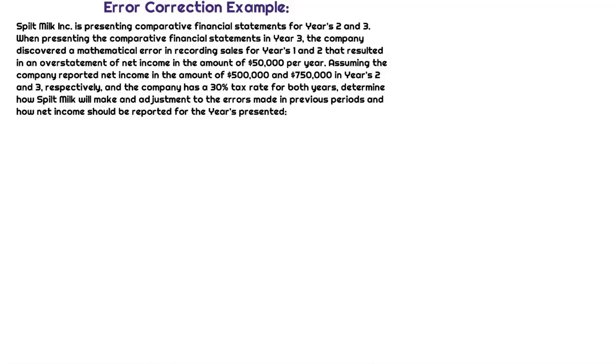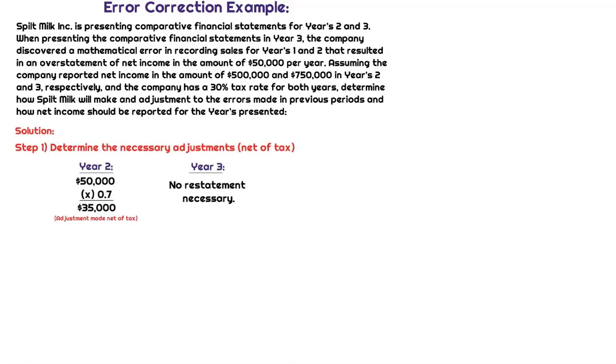All right, so this situation includes an error that was made in year 1 and year 2. There's no error that is made in year 3. We're presenting financial statements for years 2 and 3. Okay, so step 1 is determining the necessary adjustments that need to be made, net of tax. Okay, so we know that we need to make an adjustment for the two $50,000 errors in years 1 and 2. Okay, so $35,000 after the 30% net of tax is going to result in our adjustment necessary.